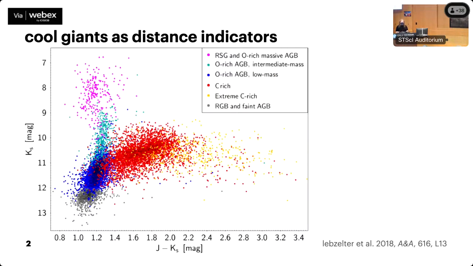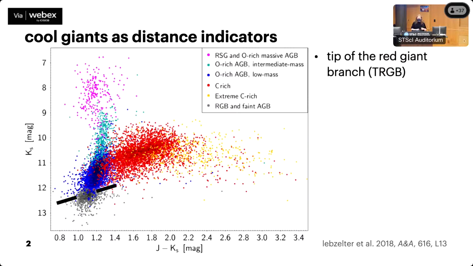There's been a lot of interest recently in using various types of cool evolved giants as distance indicators because they're some of the brightest stars around in the near infrared, and they can also be found in galaxies without recent star formation, unlike classical Cepheids. The one that is historically best established in the literature, and the one that initially motivated this work, is the tip of the red giant branch, or TRGB.